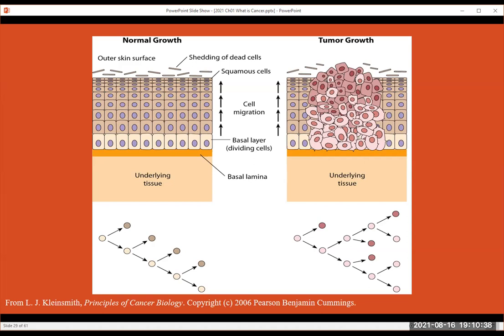And you can see that some of these tumor cells are still basal cells, and some of them are squamous cells, indicated by the different colors. So it's a heterogeneous population. Some of them are undergoing differentiation, while some of them are not. And in this case, if it's not differentiating, then that basal cell is going to continue to make new cells and continue to contribute to this tumor growth.